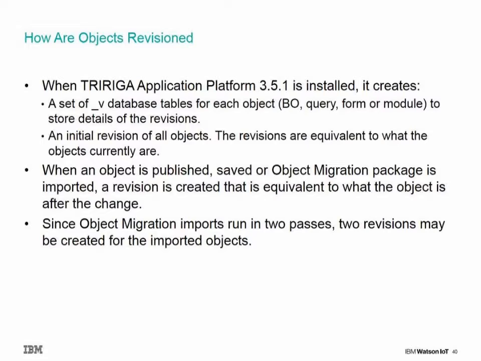So the revisions will start with an initial version of 1, representing the current definition for each module, business object, form, and query on the database. So the initial revision will be revision 1. When an object is published, saved, or object migration is imported, a revision is created that is equivalent to what the object is after the change. And since object migration import runs in 2 passes, two revisions will be created for the imported objects.